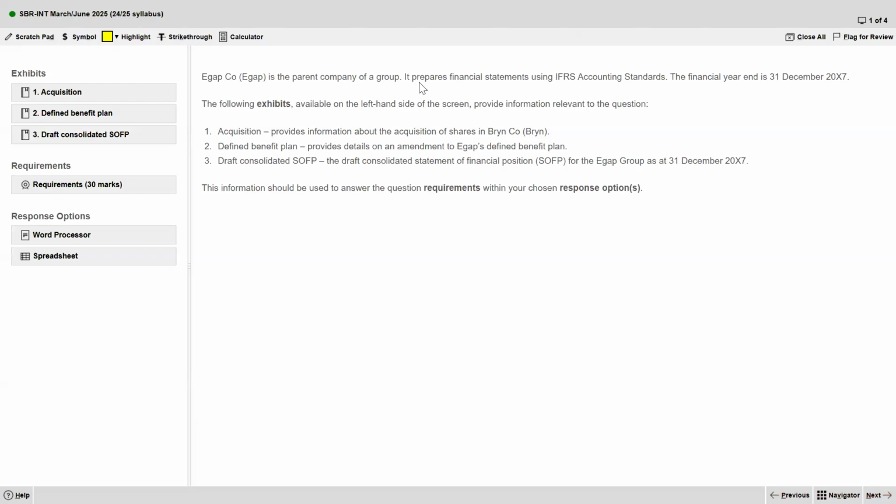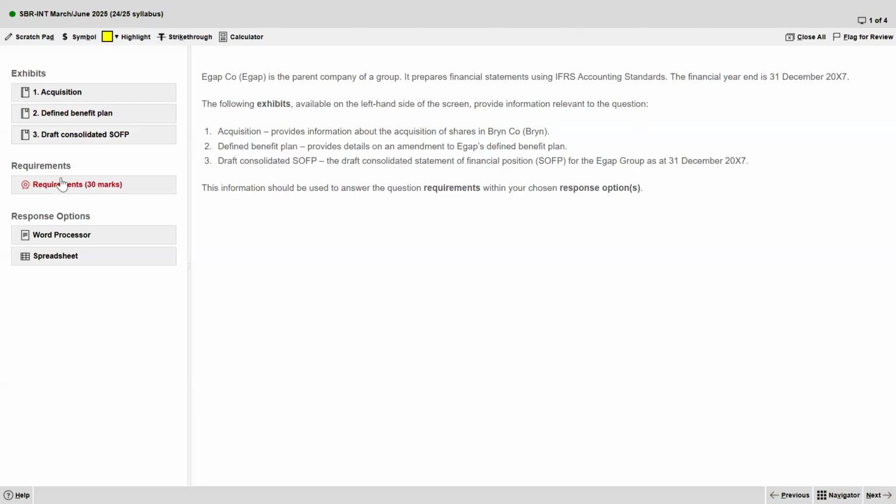It says ICAP company is the parent company of a group. It prepares financial statements using IFRS. The financial year end is 31st December. The following exhibits available on the left-hand side of the screen provide information relevant to the question.